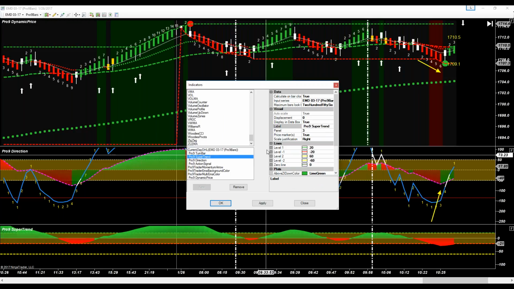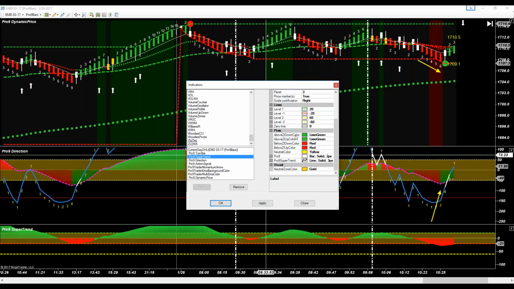So if we want to change the super trend, just click so it's highlighted, and then down here, these are the colors. So you would change the above would be the green, this would be the red. Those are the ones you would need to change. And then you can change the color of the neutral zone, and for the direction, you can change the color of the purple line. And the blue line as well. So you can customize it. If there are some colors you see easier, feel free. And then once you make your changes, you just want to hit apply and then click OK.